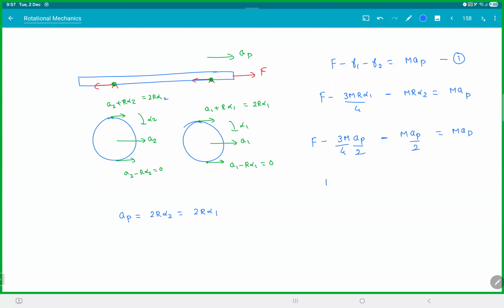Bring all APs to one side. That would be MAP times 3 by 8 plus half plus 1. 3 by 8, 3 by 2, 4, 4, 3, 12 plus 3, 15 by 8. Acceleration of point P, 8F by 15M. There. That's your acceleration of the plank.